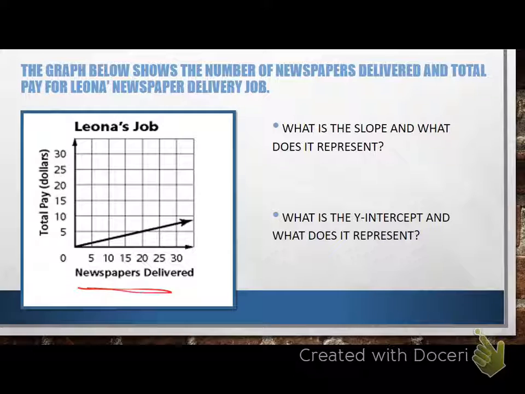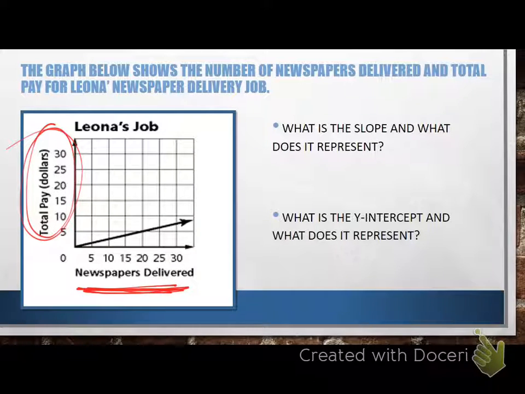On the x-axis, we've put how many newspapers she delivers. And the function here tells us, based on the number of newspapers delivered, how much she gets paid. When we find a point on this line, it tells us that for this many newspapers, she makes this many dollars. Okay? All right. So, question is, what is the slope and what does it represent?